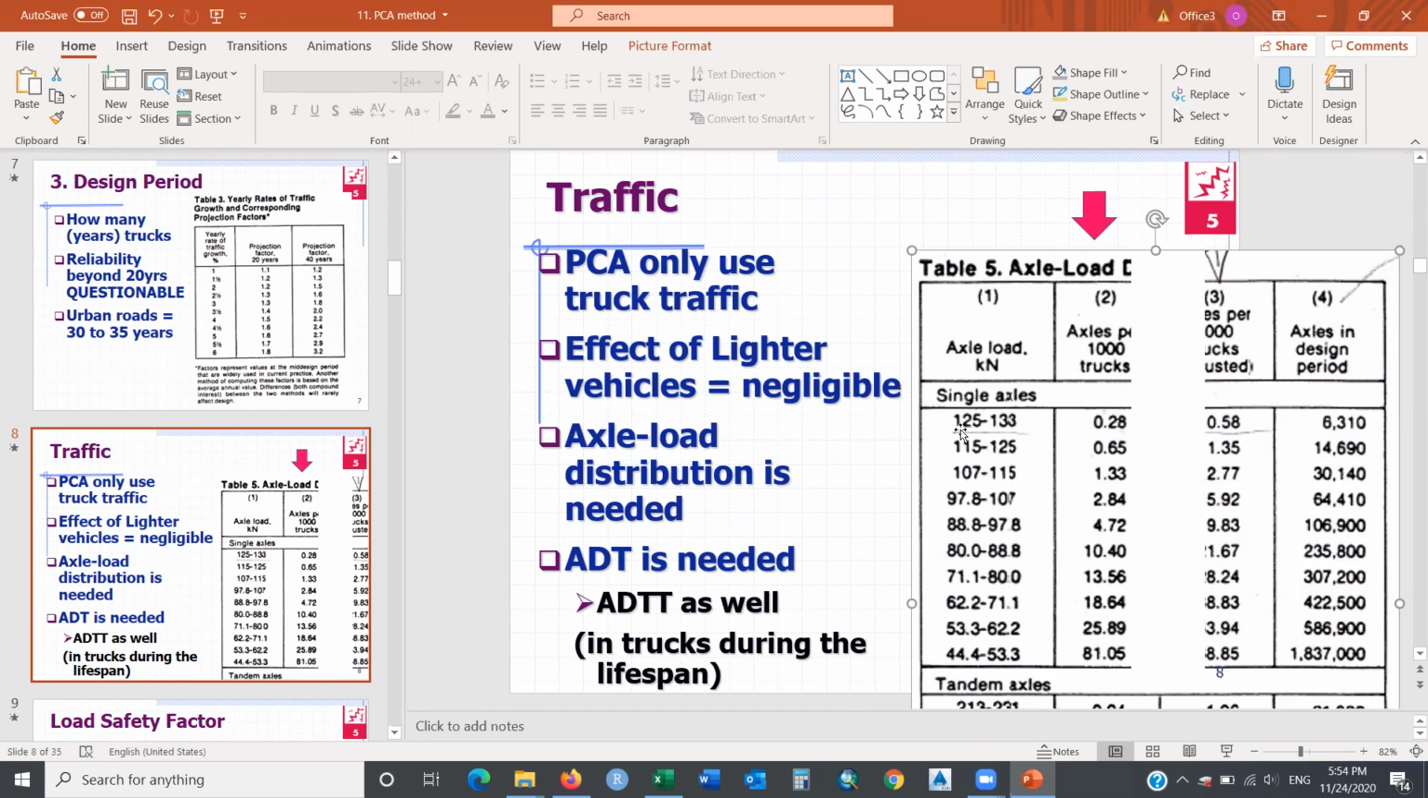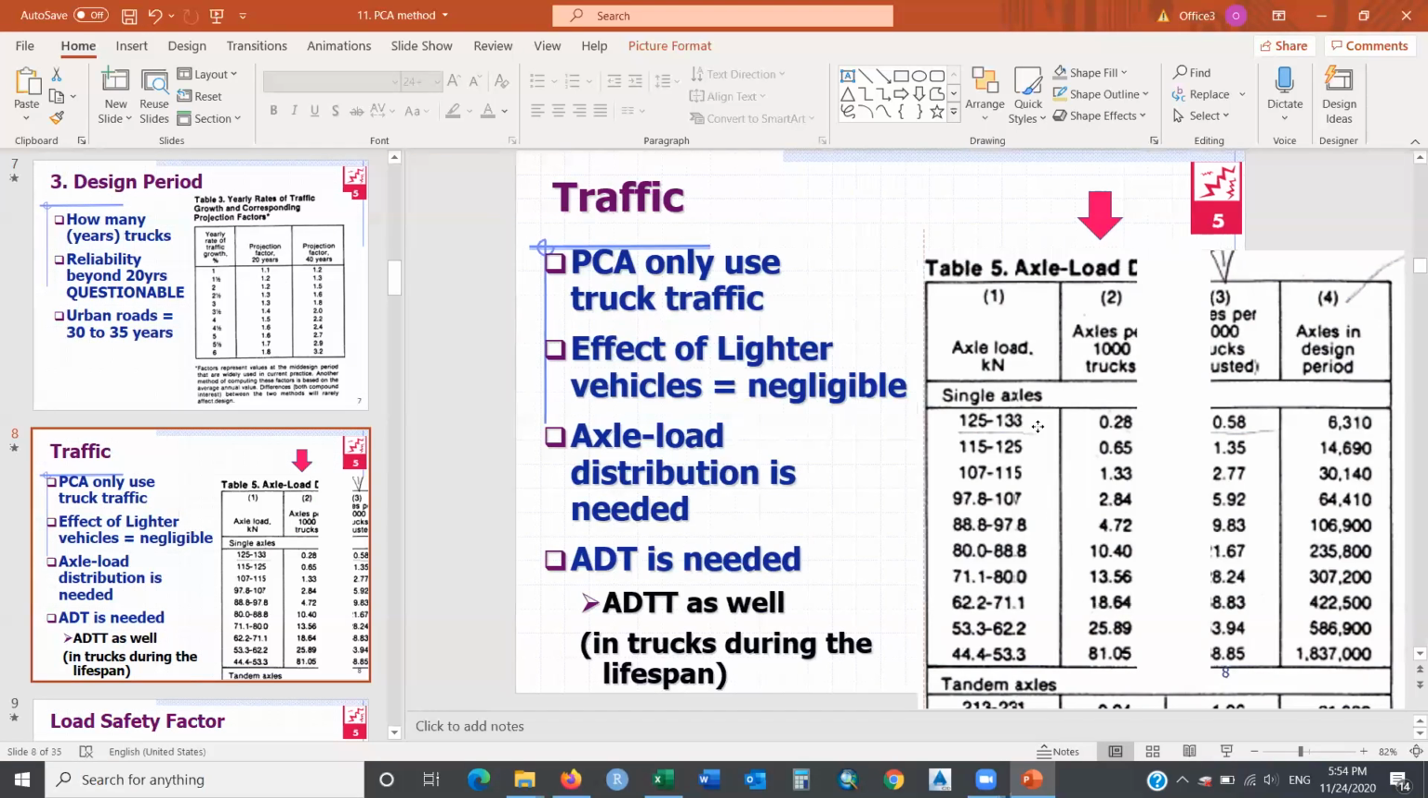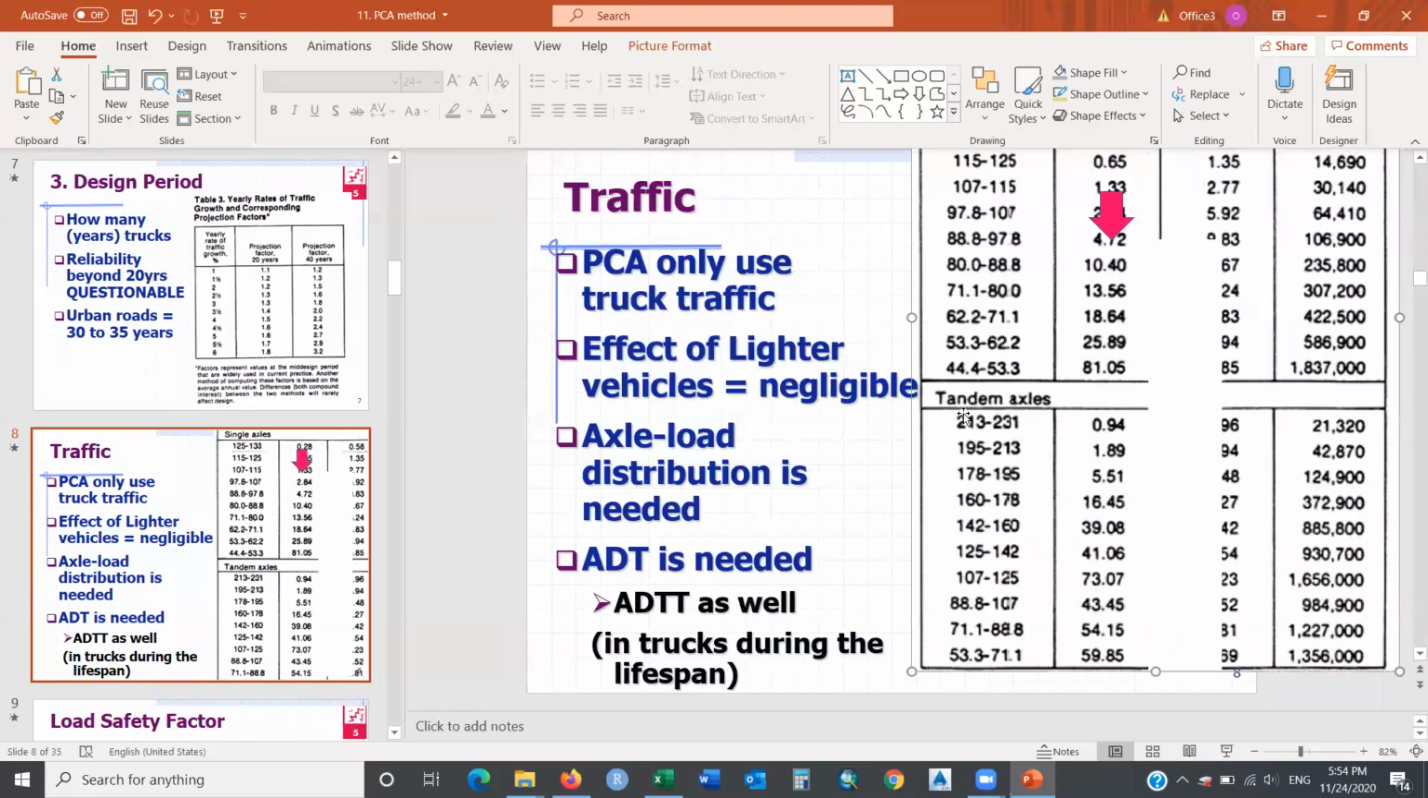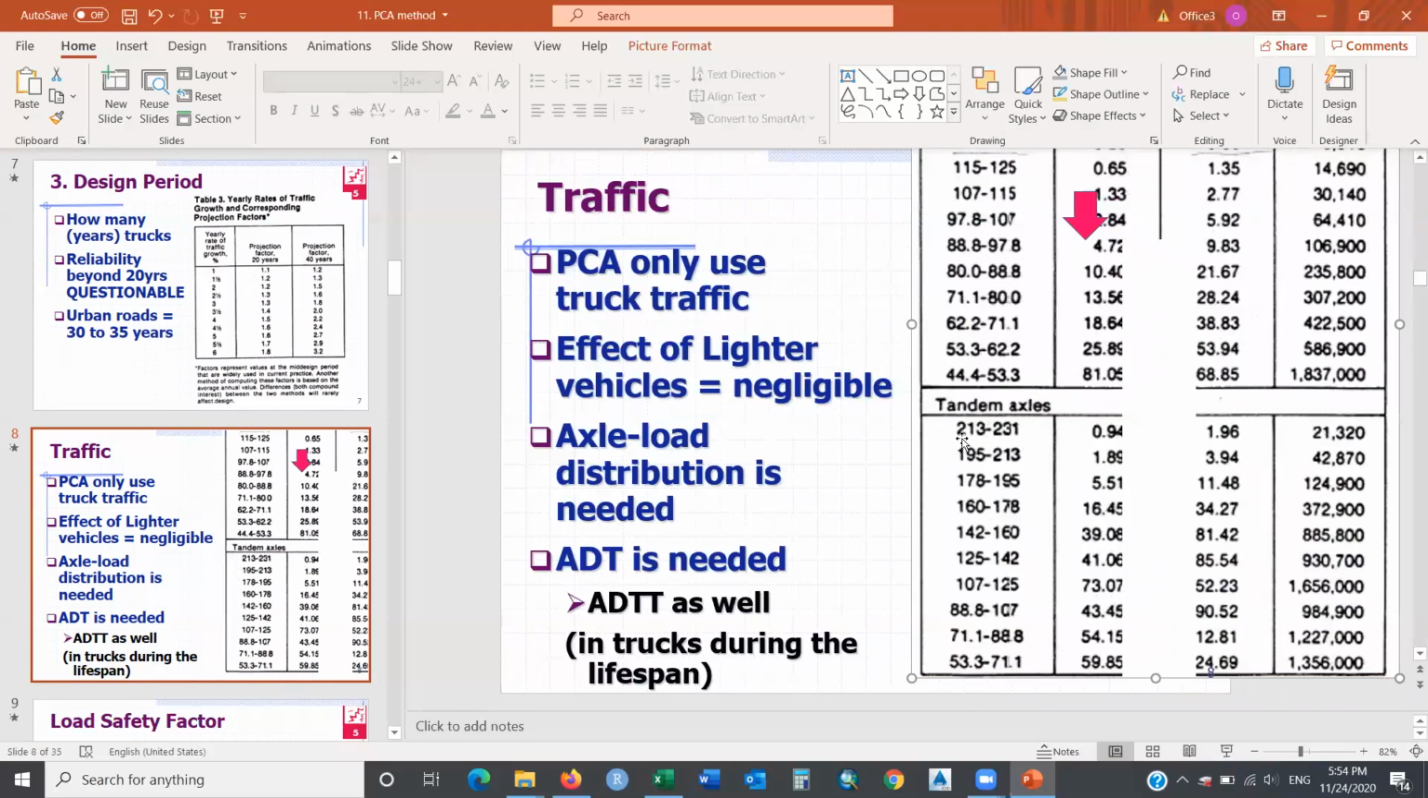The heaviest is 125 to 133. It goes down all the way to 44 kilonewtons to 53.3 kilonewtons. That is the weight on the axle. The type of axle is single. If you go to tandem axles, the highest weight will be the group of 213 kilonewtons to 231 kilonewtons. And the lowest will be the one between 53.3 and 71.1 kilonewtons. This is the weight you have in that axle. The axle is a tandem axle.